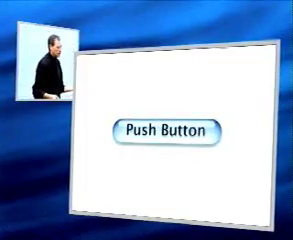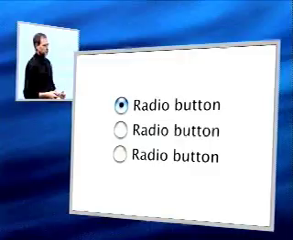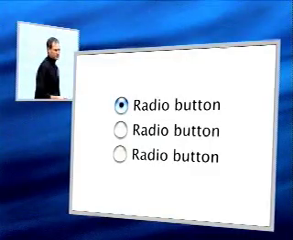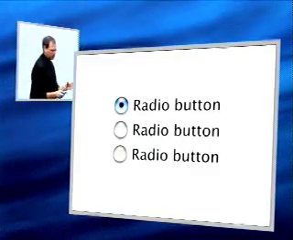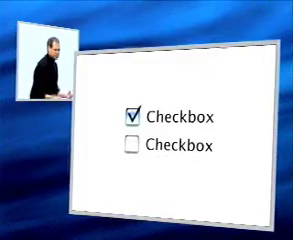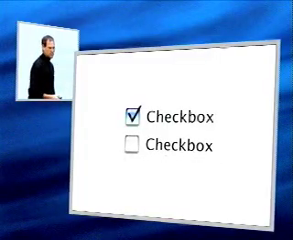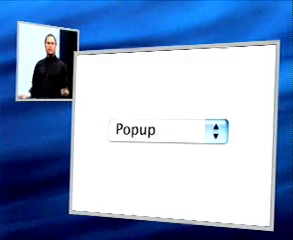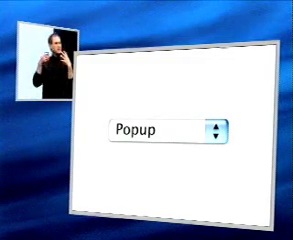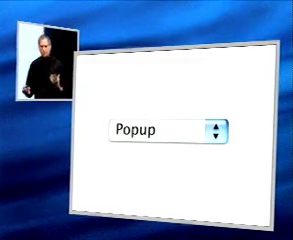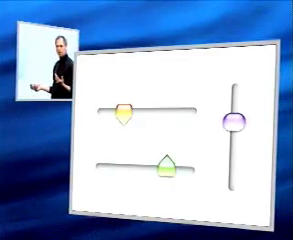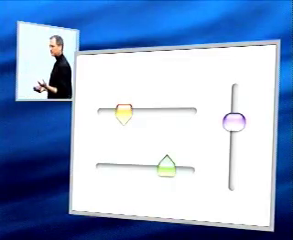That's a button in Aqua. This is what radio buttons look like. Simple things. This is what checkboxes look like. This is what pop-up lists look like. Again, you're starting to get the feel of this, a little different. This is what sliders can look like, right?